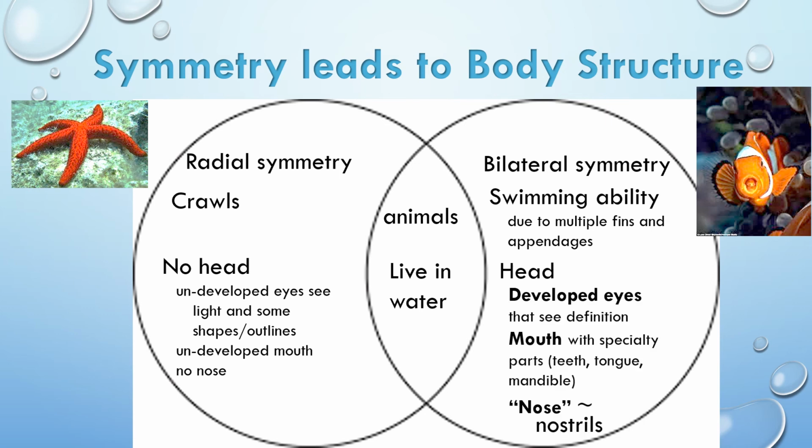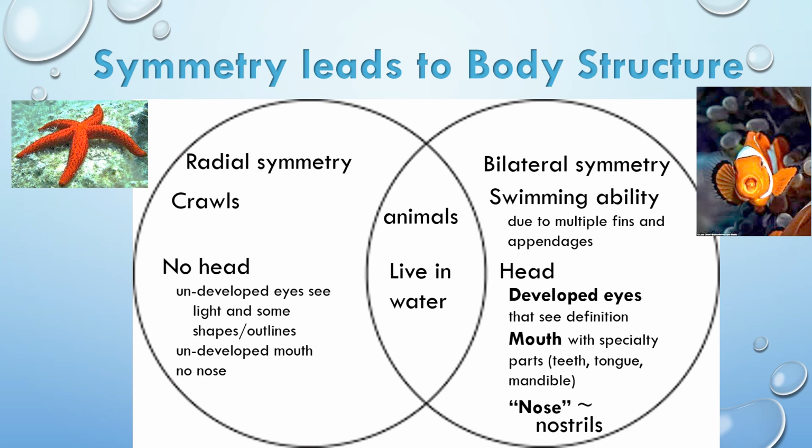The fish has a head. Not only does it have a head, it has developed eyes. It can see from the right and it can see from the left. It can see when a predator is approaching. Right? It does have a mouth, and that mouth is designed for tasting, and that mouth will have teeth, and it'll have a jaw, a mandible, and it'll move. And it does have what we would call a nose on a fish.